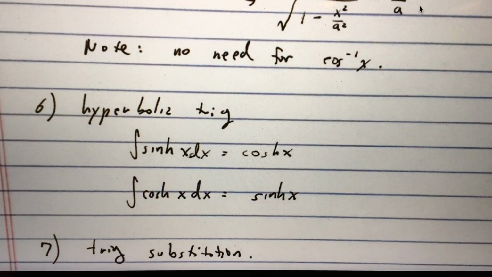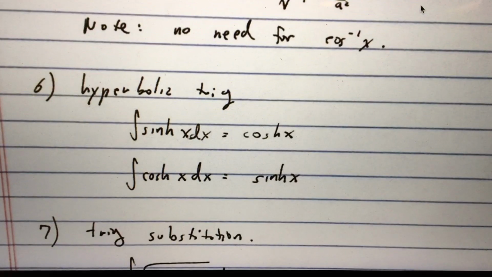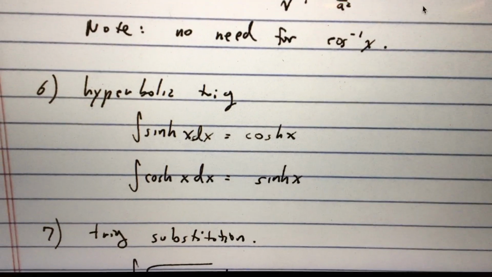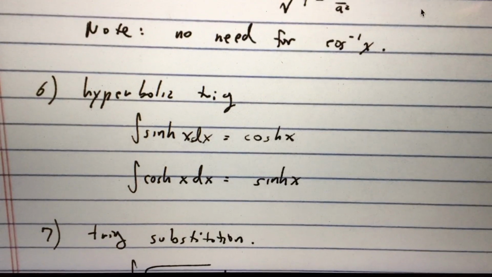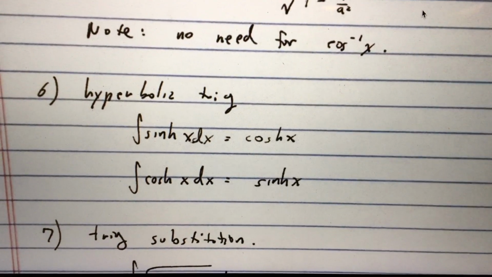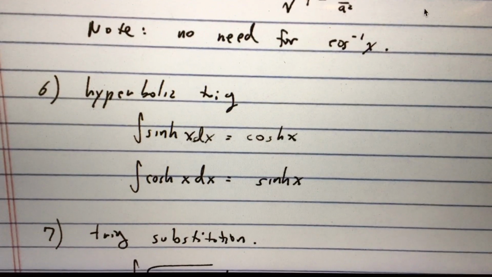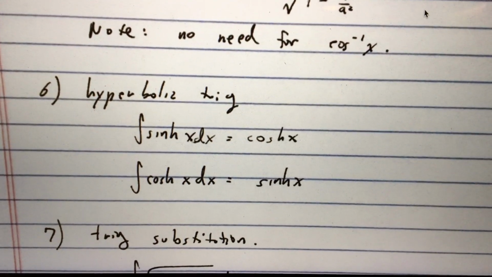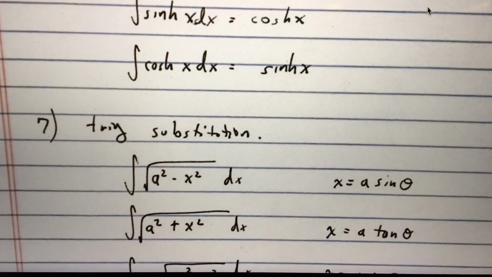And hyperbolic trig, just a couple that may come up occasionally. You can rewrite the hyperbolic trig as functions with e to the x in them and work these out, but then you can also memorize that the antiderivative of sinh is cosh, and the antiderivative of cosh is sinh. You don't need any minus signs when you have the hyperbolic trig. And then there's the new stuff.